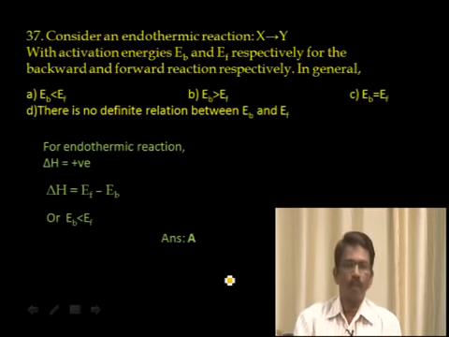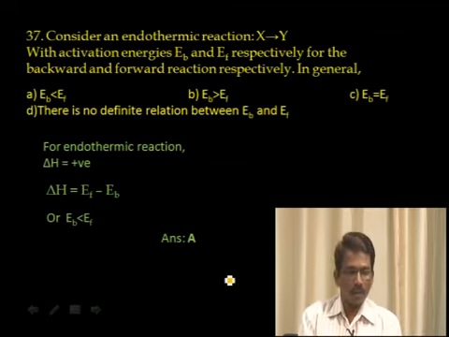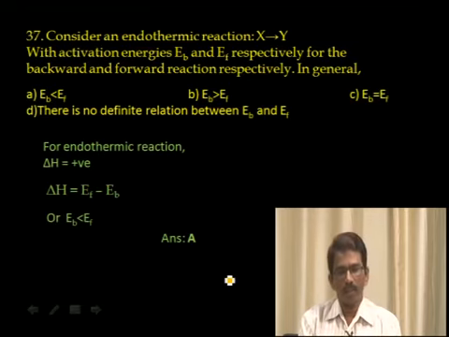And then in the question number 27, consider an endothermic reaction X to Y with activation energies EB and EF respectively for the backward and forward reactions. So the relation is given as EB less than EF, EB more than EF, EB equals EF, and there is no definite relation between EB and EF.